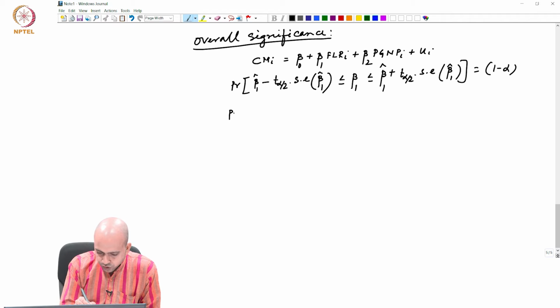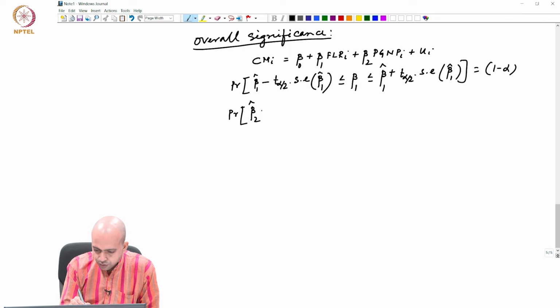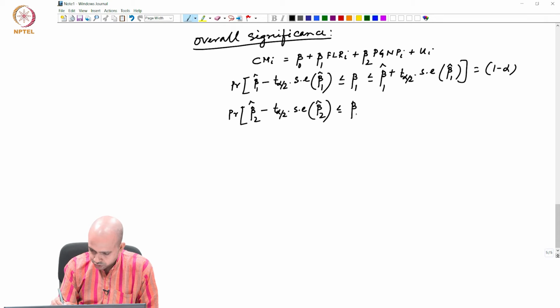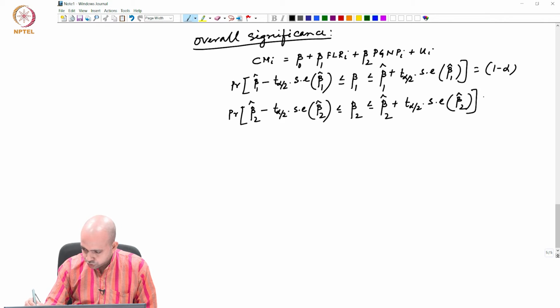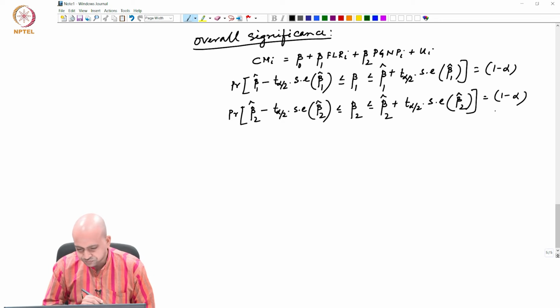Similarly, for beta 2, we say that beta 2 hat minus t alpha by 2 into standard error of beta 2 hat, less than or equal to beta 2, less than or equal to beta 2 hat plus t alpha by 2 into standard error of beta 2 hat, is also equal to 1 minus alpha.